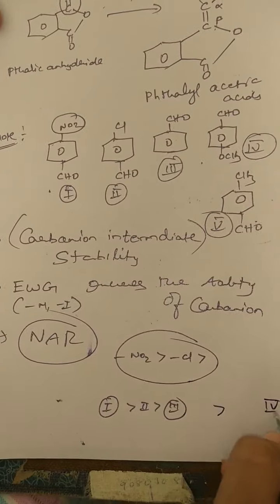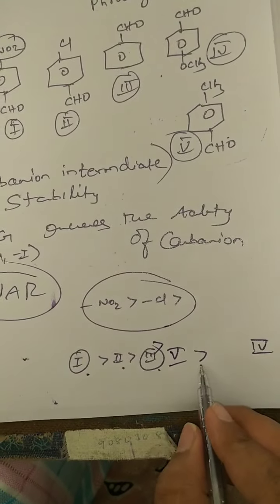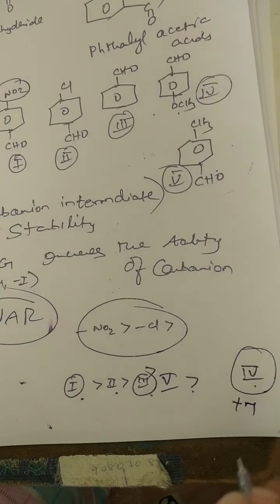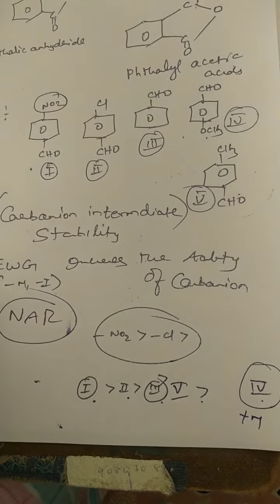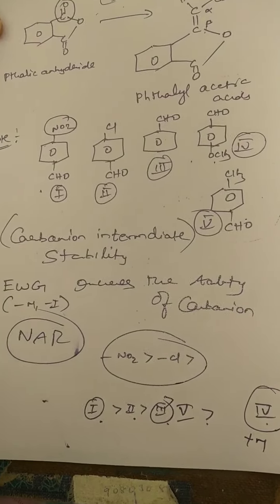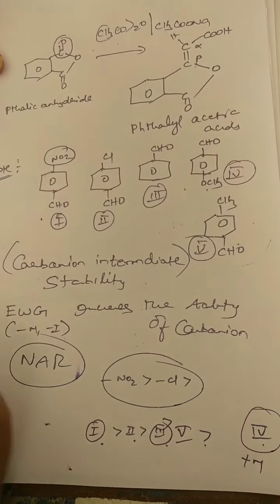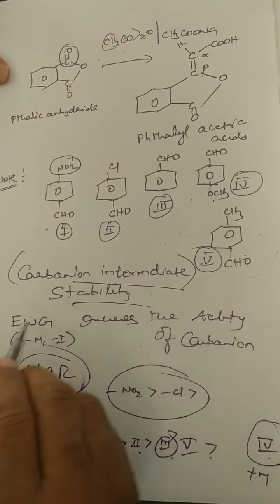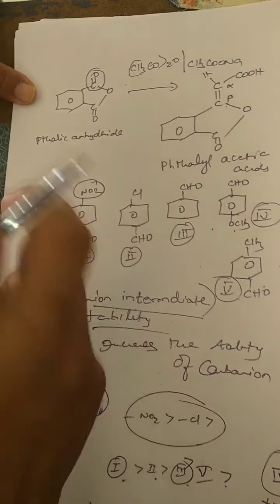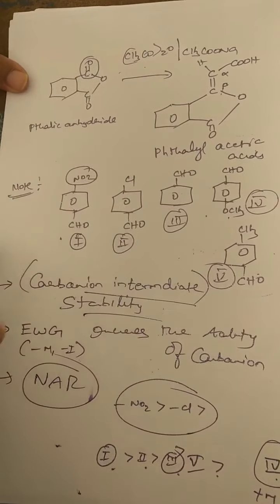So 5 greater than 4, 1 greater than 2 greater than 3. Finally you will get OCH3 last, because it exhibits a powerful plus M effect. Electron releasing groups decrease the rate of nucleophilic addition reaction. Electron withdrawing groups increase the rate of nucleophilic addition reactions. Now, carbanion intermediate stability, how can you check? Suppose five acid anhydrides are given. Which acid anhydride will form a stable carbanion? That will undergo nucleophilic addition reaction effectively.